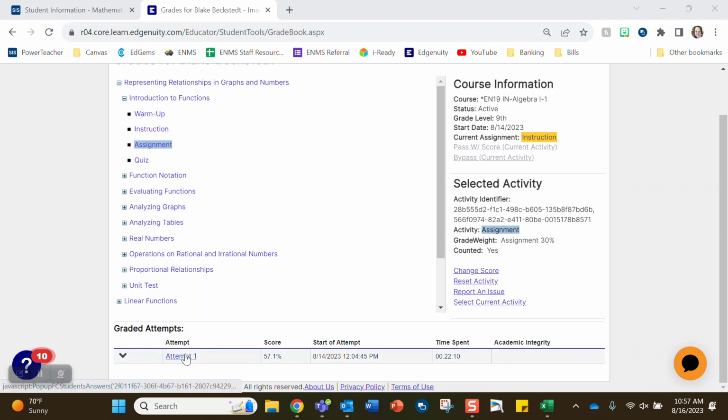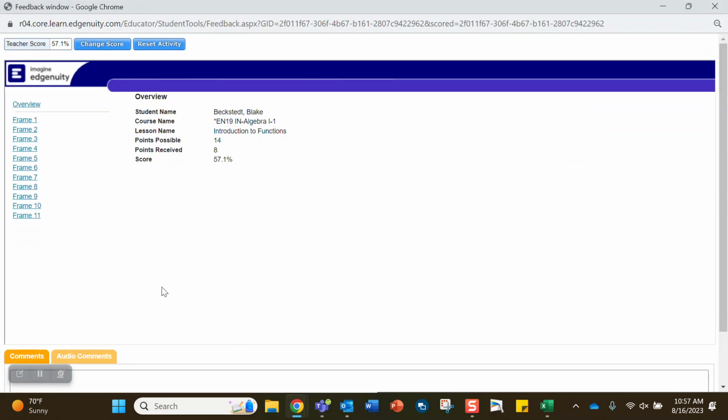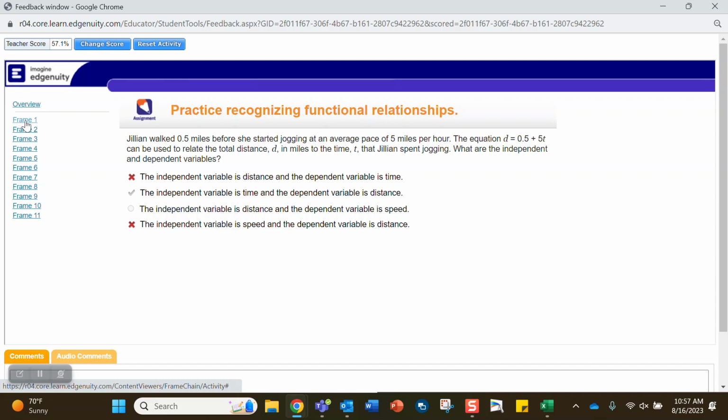So what I'm going to do is open up this attempt and go through some of the pieces of information on here. Sometimes you'll see me write on the screen, and other times I'll just talk through it and click through the different frames.